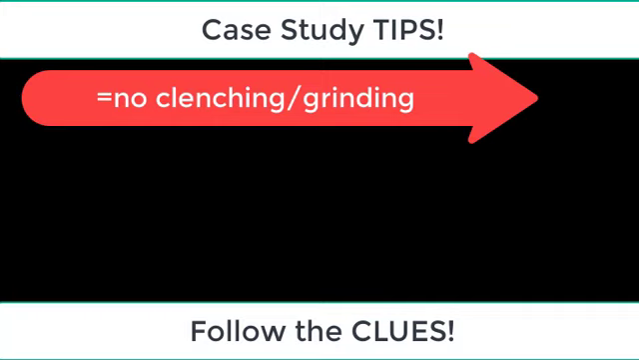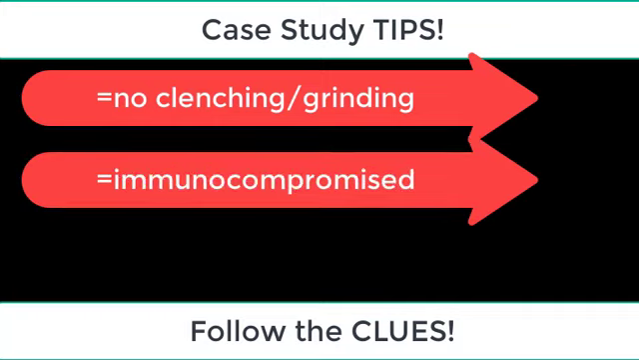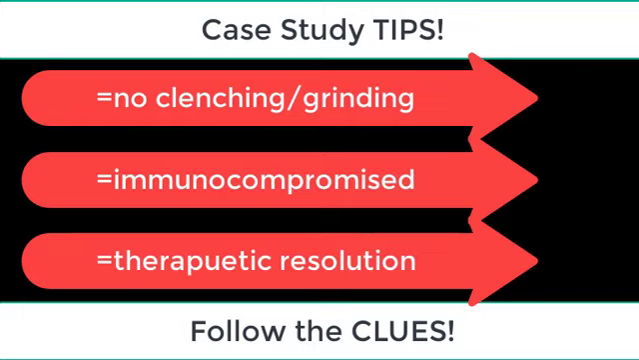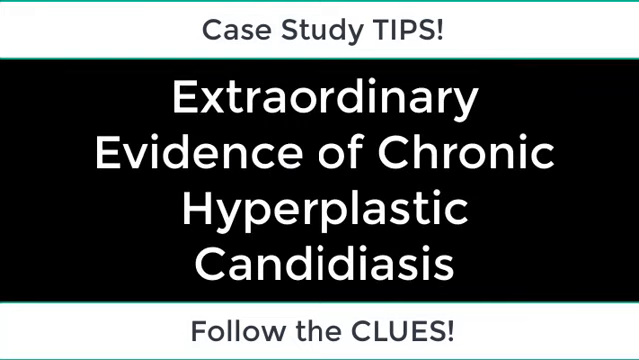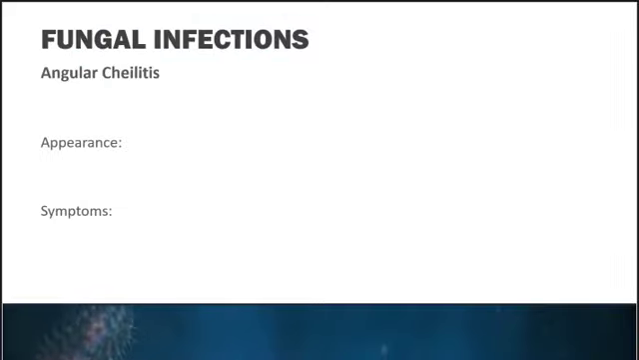So in order for us to narrow our diagnosis to chronic hyperplastic candidiasis in this case, we would need extraordinary evidence. So if a case study doesn't mention anything about clenching and grinding, but says that the patient is immunocompromised and that the lesion disappeared after a 2-week treatment of nystatin, that would be pretty extraordinary evidence of chronic hyperplastic candidiasis. So follow your clues when you get those case studies, and it can be more than one thing.